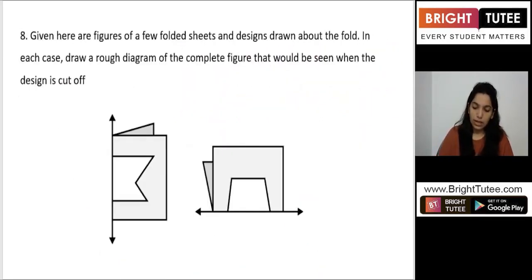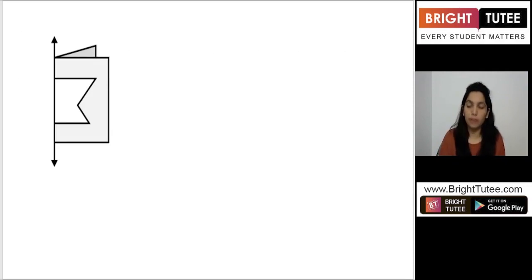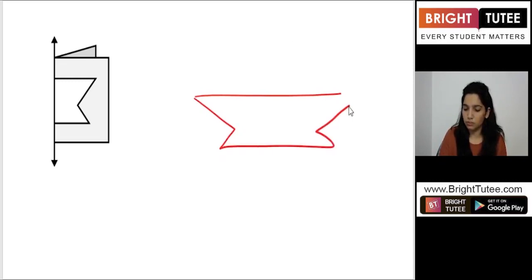Moving to the next one, it says given here are figures, a few folded sheets and designs drawn about the fold. In each case, draw a rough diagram of the complete figure that would be seen when the design is cut off. So if this is the line of symmetry and this is how a paper is folded and this kind of a structure is cut out of it, right, so if we just open, I'm just drawing a rough part here. So if we open, we'll see something like this. So here it's a bigger cut and here it's a smaller cut. So something like this will be visible, right?